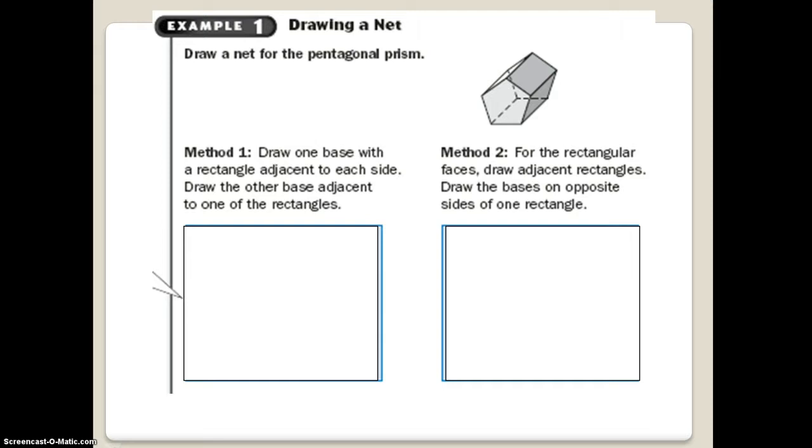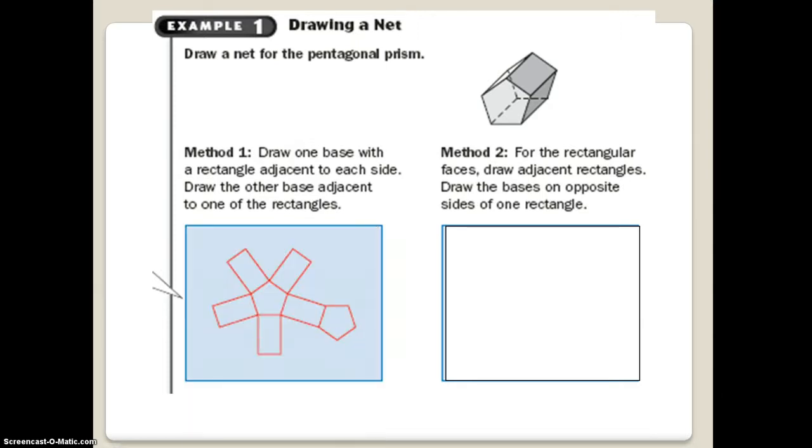We are not going to draw a net, so you do not have to do this. I will just quickly show you that this is one way to draw a net, and this is what a net is. It's basically taking the shape and flattening it out, and there are different ways to do that. Again, you do not have to draw a net.